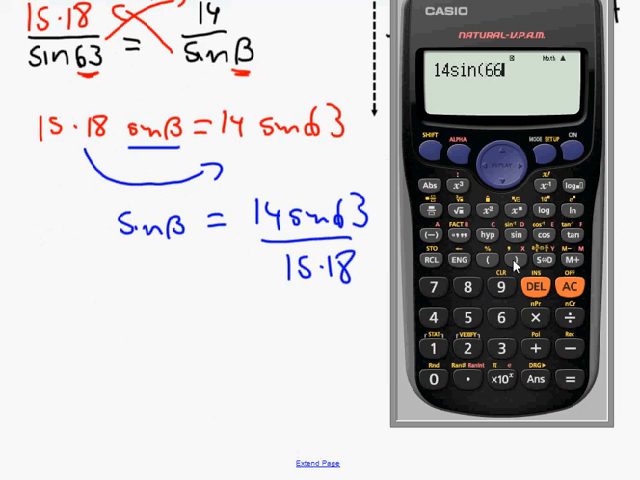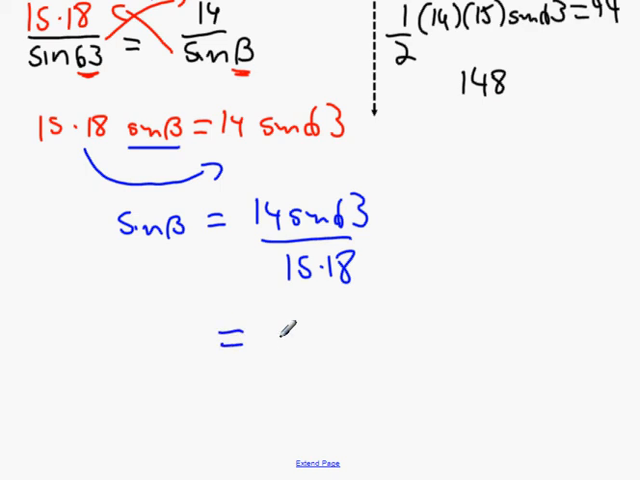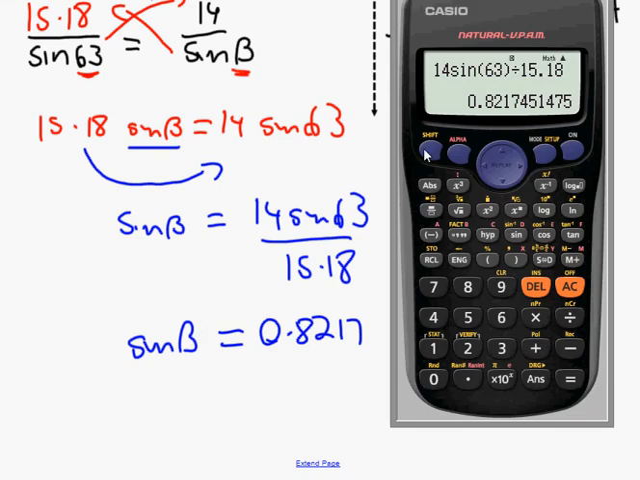14 sine 63, and we're dividing that by 15.18. And it comes out on the calculator as 0.8217. What do we do with this 0.8217? Sine inverse it. Shift, sine inverse, answer. And what we get is 55.26.